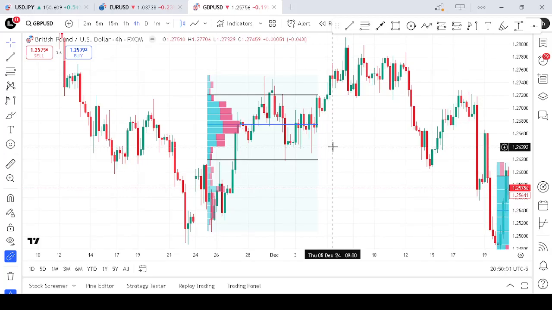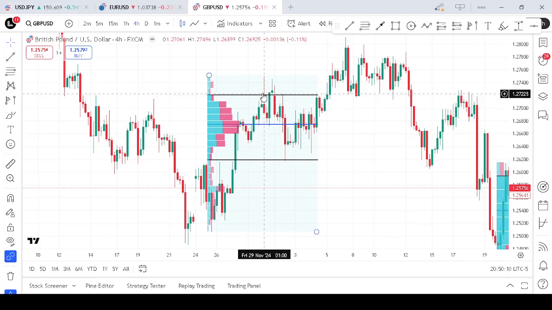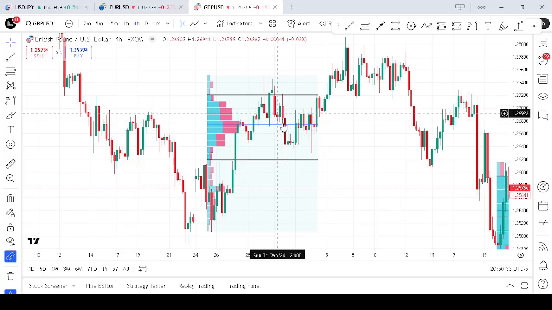It's called the reversion to mean trading strategy. This happens when price moves outside the value area. Let's assume that price moves outside the value area. It tends to return back to the point of control, which is this center line, this blue line we can see here. This creates opportunity for mean reversion trades.